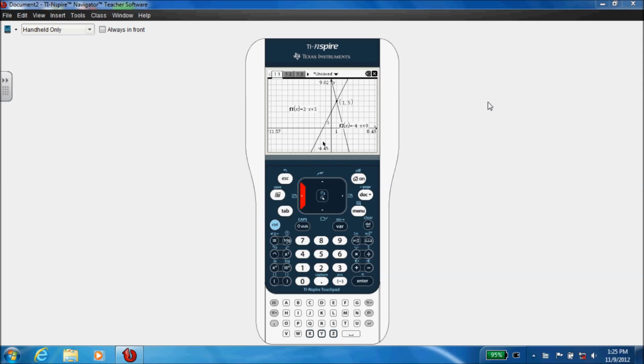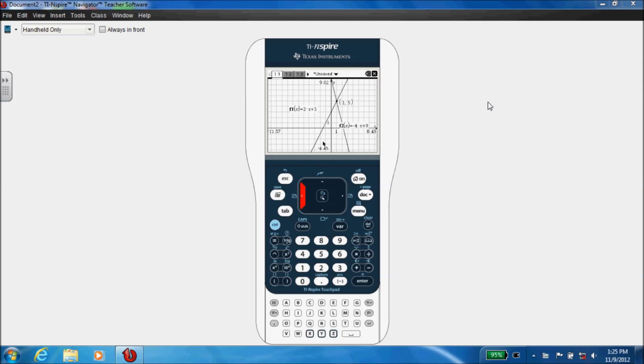Rachel, speaking to you. And today we want to talk to you about systems of linear equations. And we're talking specifically about how we find solutions to systems of linear equations.